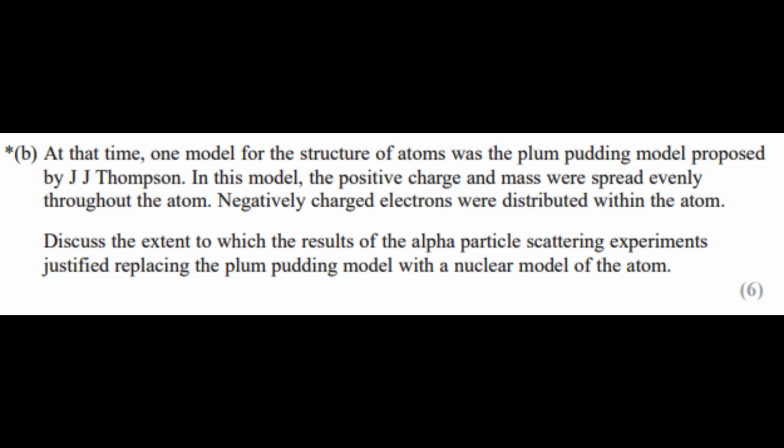nuclear model of atom. So we have two main important points that we have to contradict, right? The first point is basically that J.J. Thomson's model, the plum pudding model, states that the positive charge and the mass were spread evenly throughout the atom, and negative charged electrons were distributed within the atom. So these are the two points that we have to contradict, right? So as we know how the alpha particle experiment works, right?